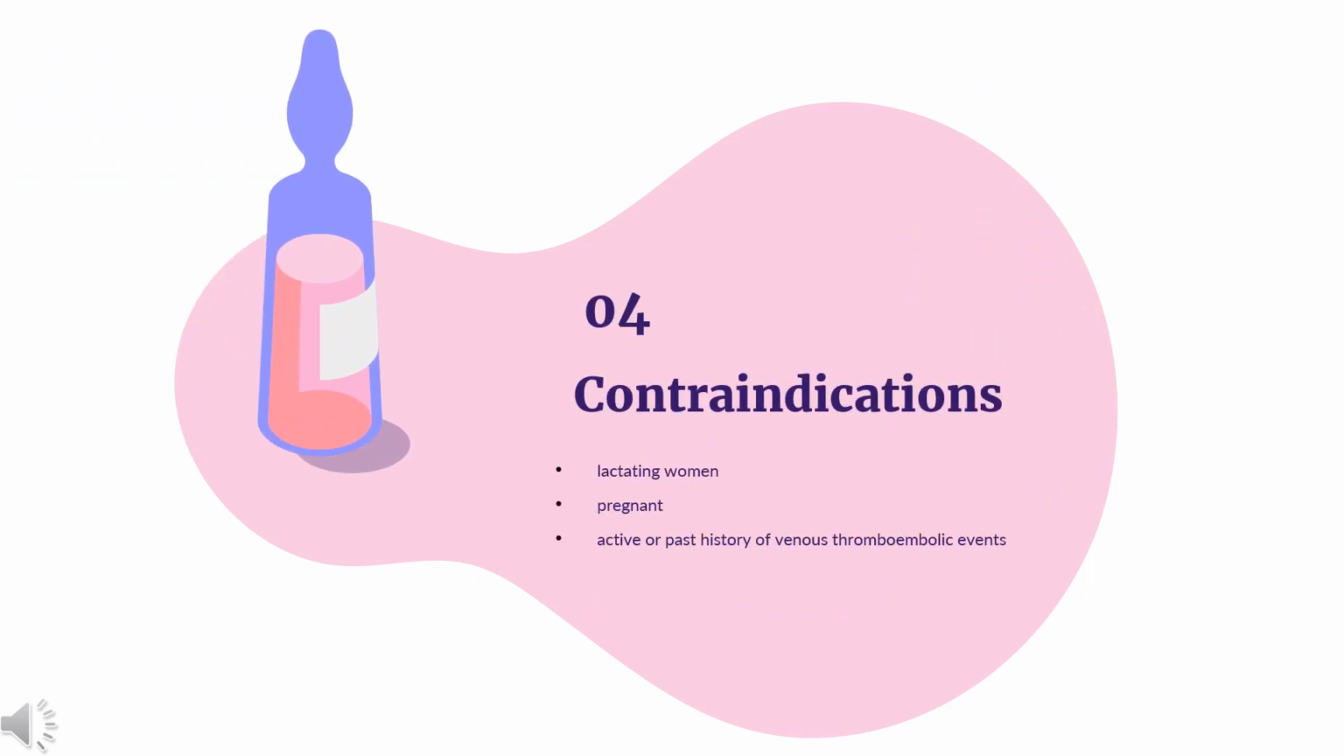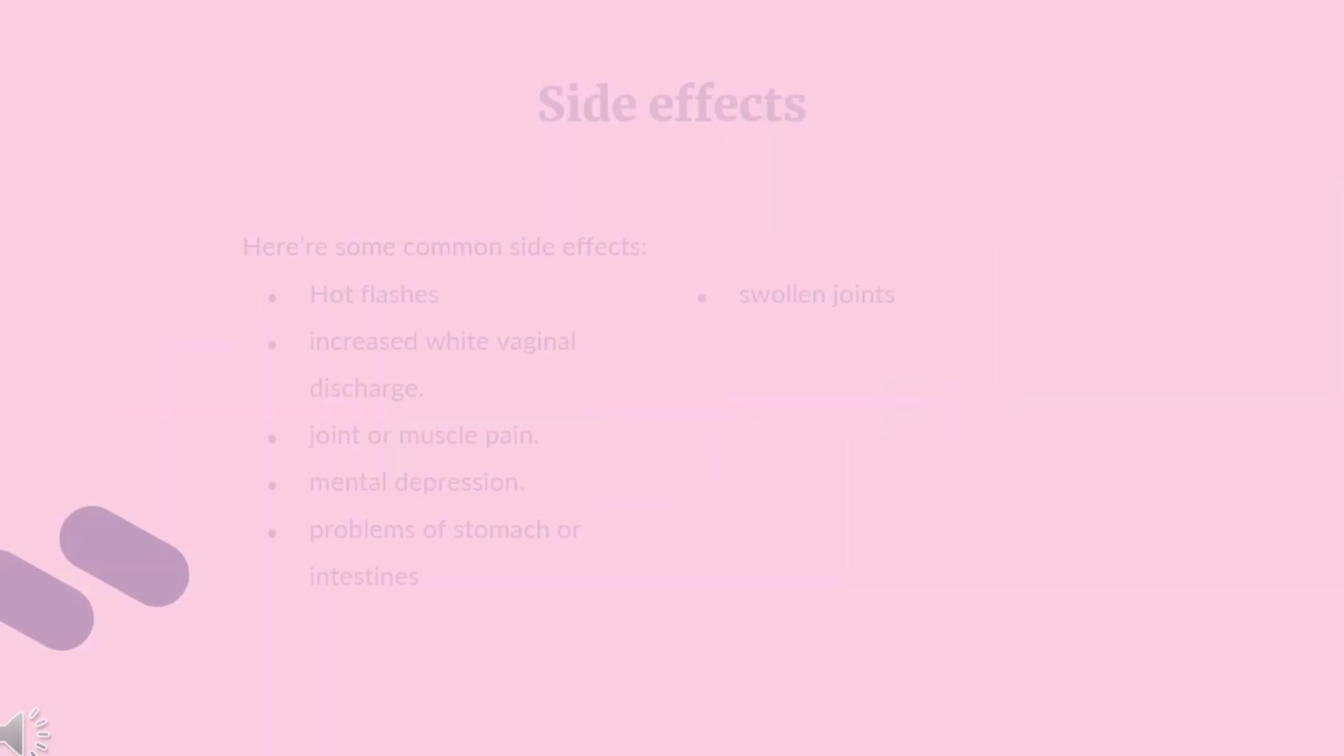Contraindication. Raloxifene is contraindicated in lactating women or women who are or who may become pregnant. It also may be of concern to women with active or past history of venous thromboembolic events, including deep vein thrombosis, pulmonary embolism, and retinal vein thrombosis.